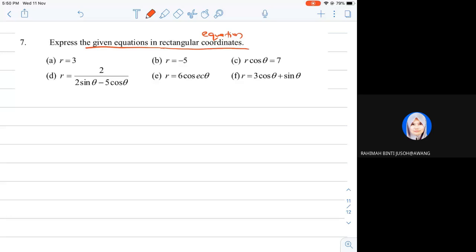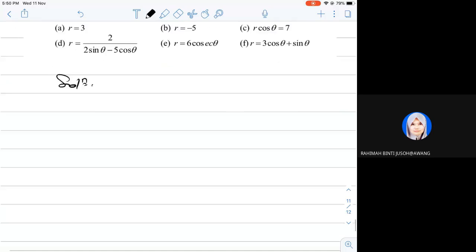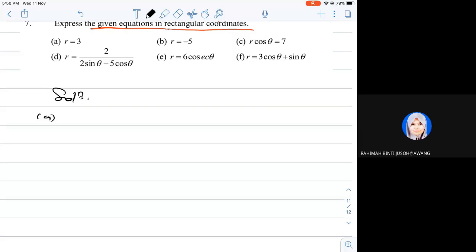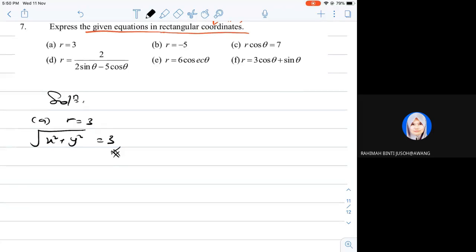Okay, so solution. Of course, R equals 3. Very simple. R is actually the square root of X squared plus Y squared, so X squared plus Y squared equals 3. That's it. And then B is the same, nothing special. Okay, C is even easier. This is cos theta. This is actually X equals 7.